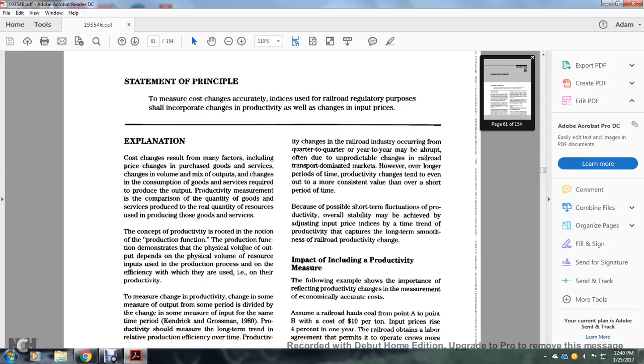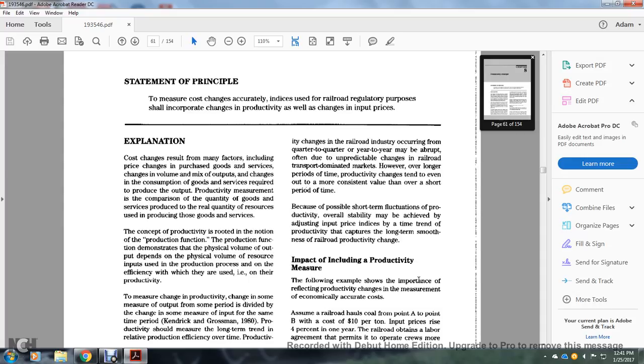Kendrick and Grossman, 1980. Productivity should be measured with the long-term trend and the relative production efficiency over the time of the productivity change in the railroad industry. Quarter-to-quarter shares are too often affected due to unpredictable change of the railroad transport dominated within markets. Over the long period, productivity changes tend to even out with a more consistent value than the short period because of the possible short-term fluctuation in productivity, to achieve the adjusting input of the productivity index at the time of the trending productivity, capturing the long-term smoothness of railroad productivity changes and including productivity measure.